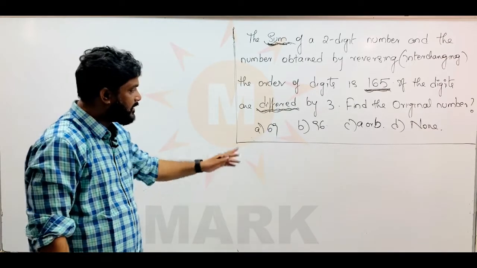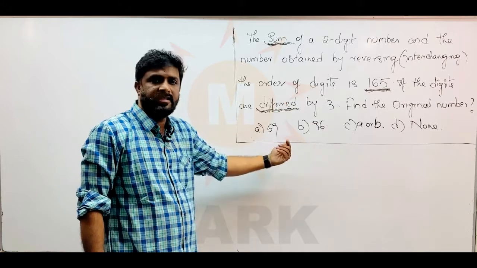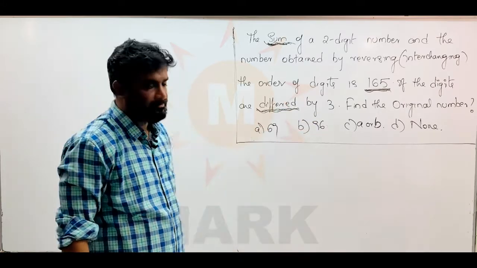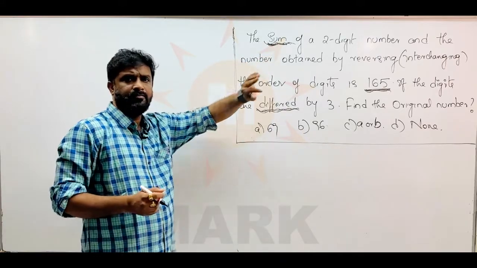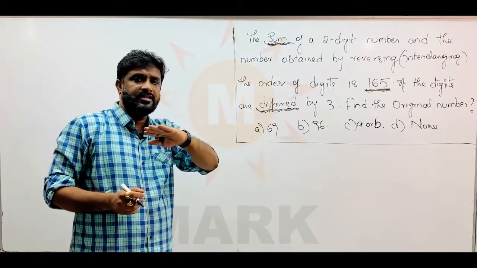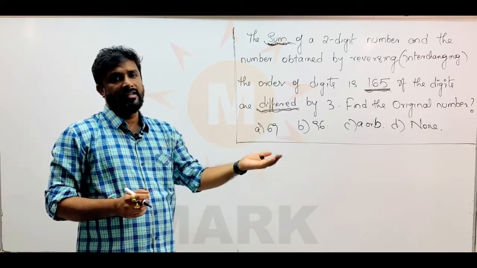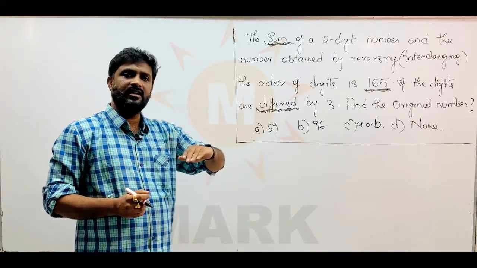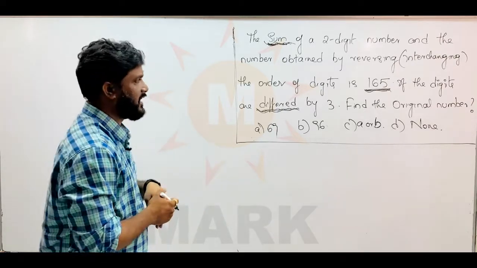The options are 69, 96, A or B. That means it can be 69 or 96. The last option is none. Friends, it is a very interesting question. We know the sum and difference concept. Whenever any two-digit number is taken and you reverse the digits, you get a new number, and their difference is always divisible by 9 and their sum is always divisible by 11. And we know how to write those expressions in an easy way, right?